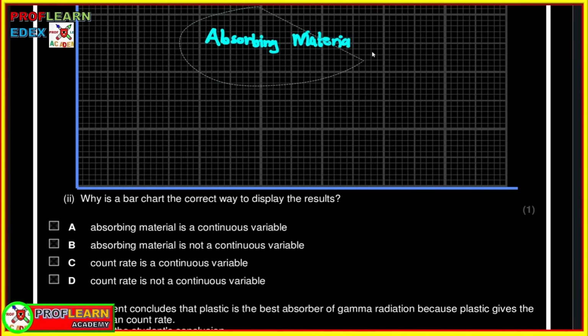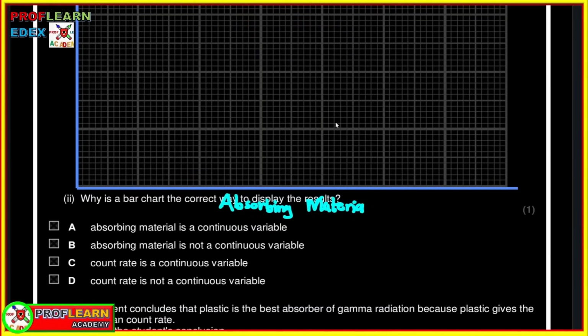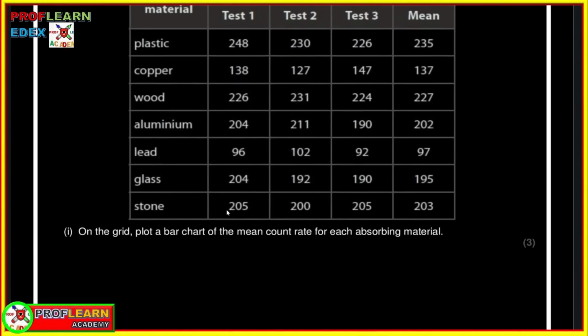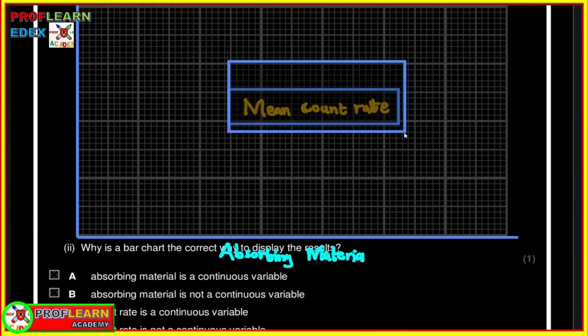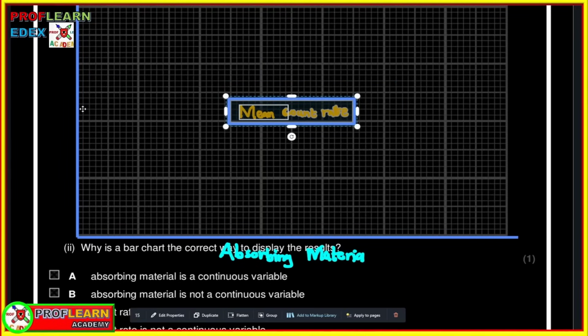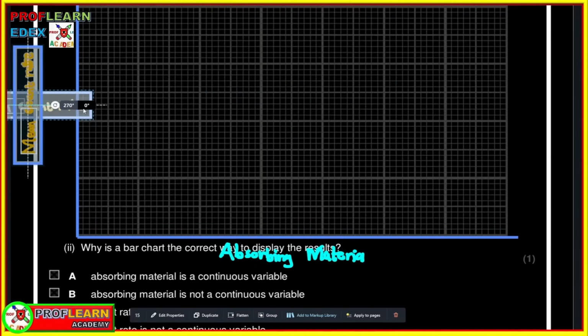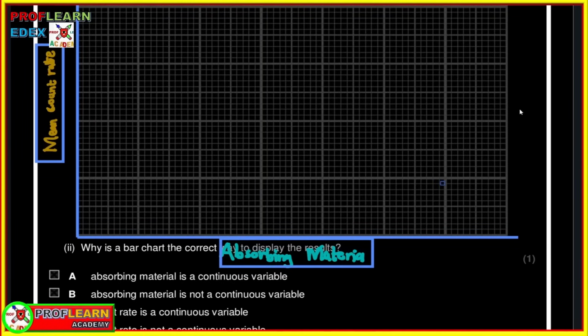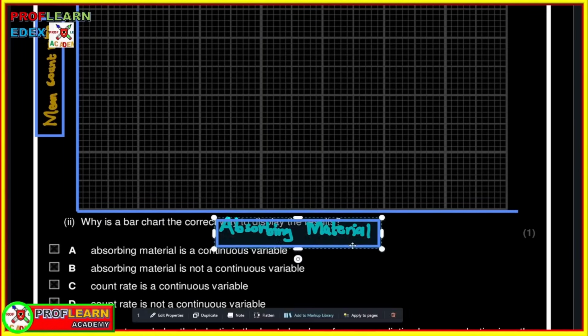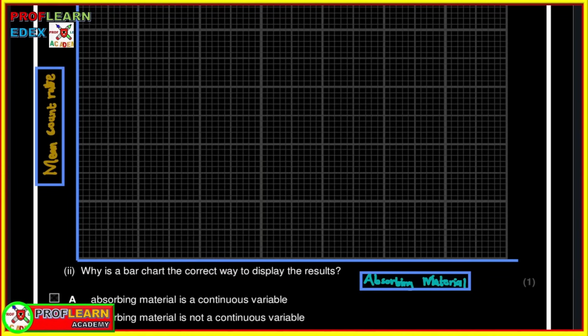So on the x-axis, we're going to have the absorbing material, and on the y-axis, we're going to have the mean count rate. So I'm going to take that, I move it to this other end. I rotate it so that it can fit in this space that we have provided. So I need to move this one also a little bit here so that we can have our work well arranged, like that.